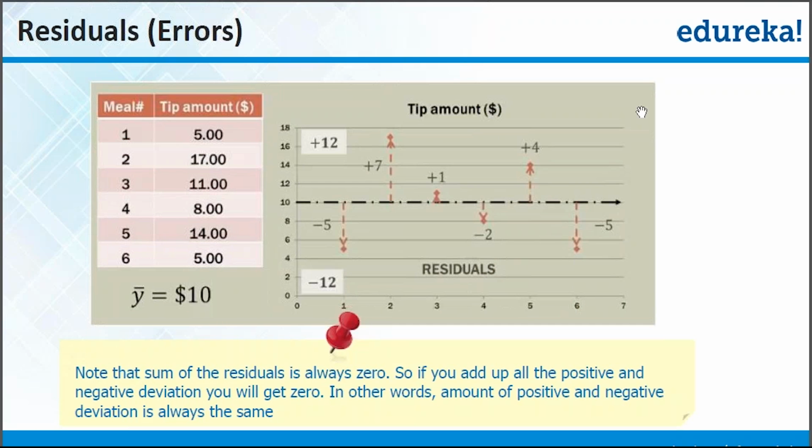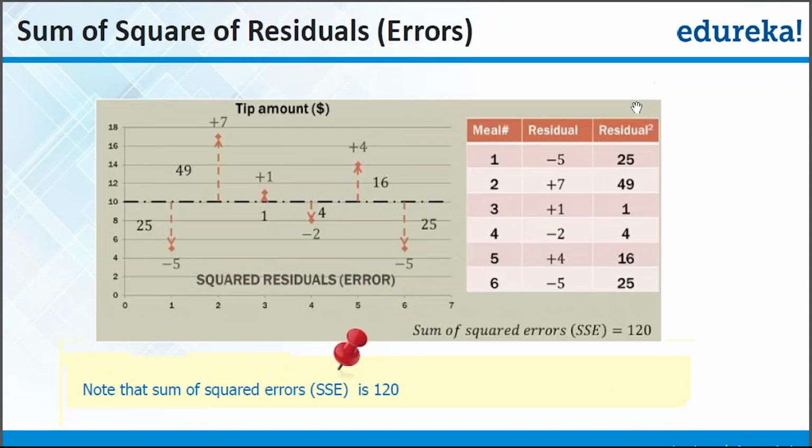Then the sum of the residuals, if you add all of these up, becomes 0. If you add up all the positive and negative deviations, you should get 0, correct? Because 10 is the mean here. So in other words, the amount of positive and negative deviation is always the same, okay? It will be the same, 12 and 12 here, right? Whatever the deviation is once you have plotted it.